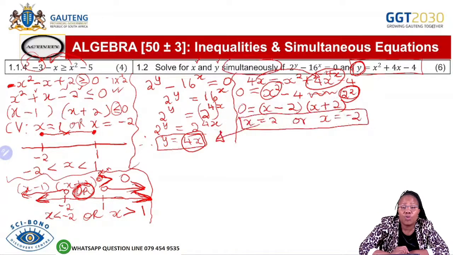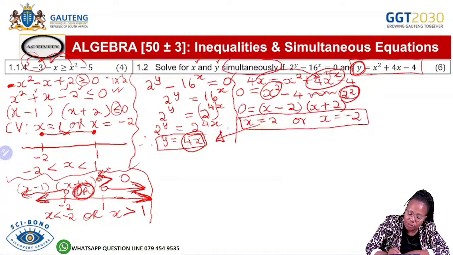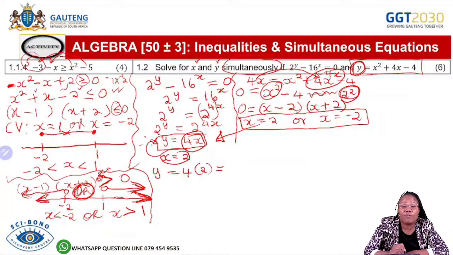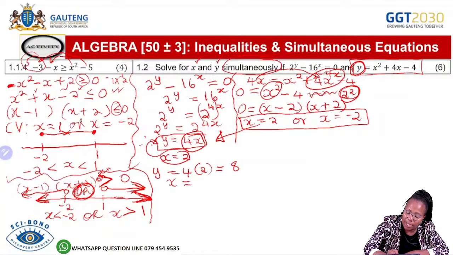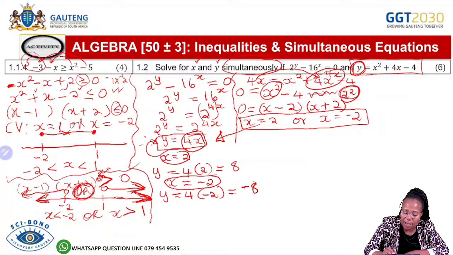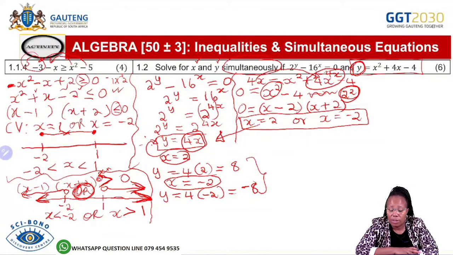Now we are going to substitute the first x value, which is x equal to 2, into this y equation. Then it will be y equal to 4 into 2. Then this is giving us 4 times 2, which is an 8. Same equation, we are now substituting an x with a minus 2. In the same equation, y is equal to 4x. Then for x, we are substituting minus 2. Then this will be minus 8. Therefore, grade 12, these will be your y values for those particular simultaneous equations.